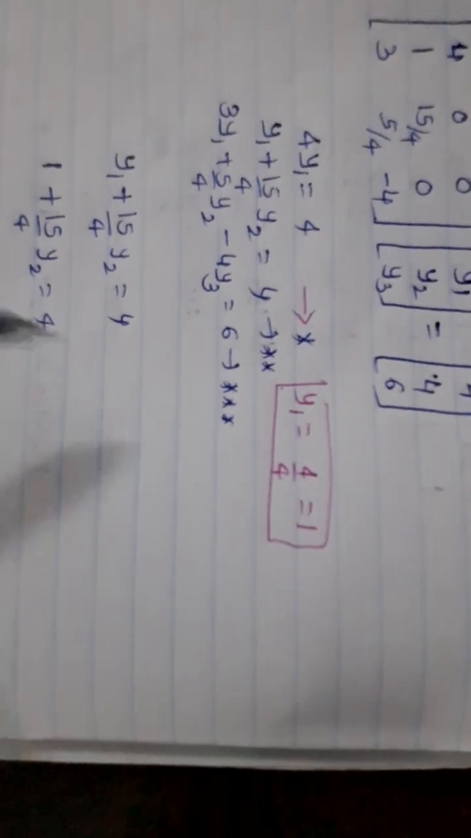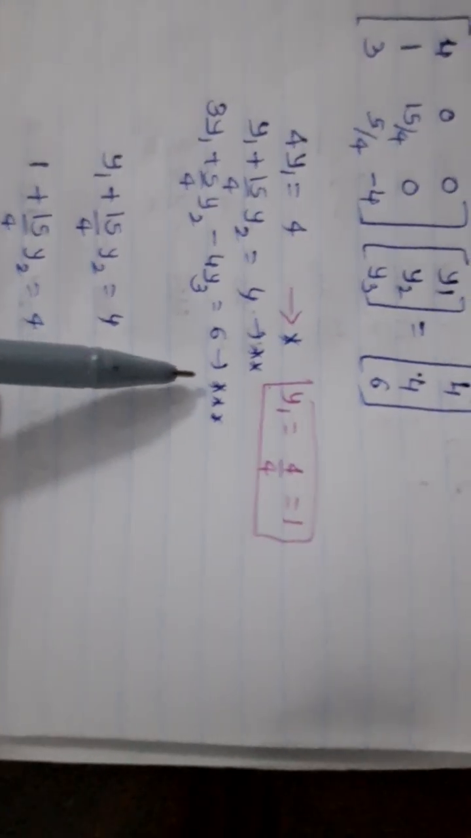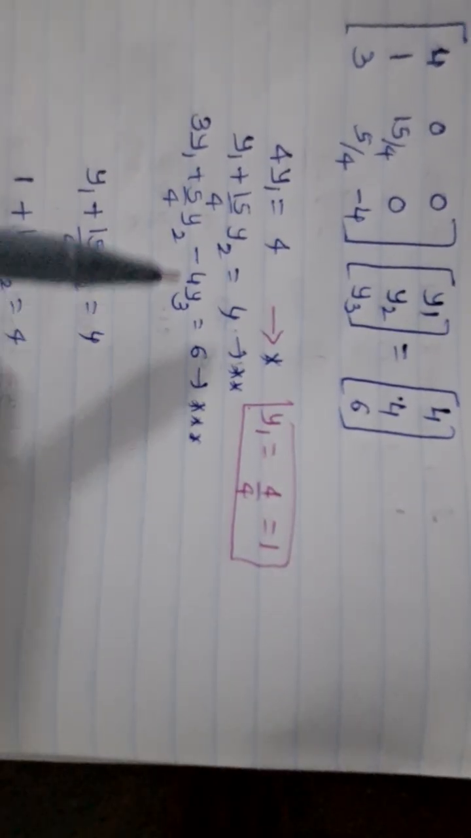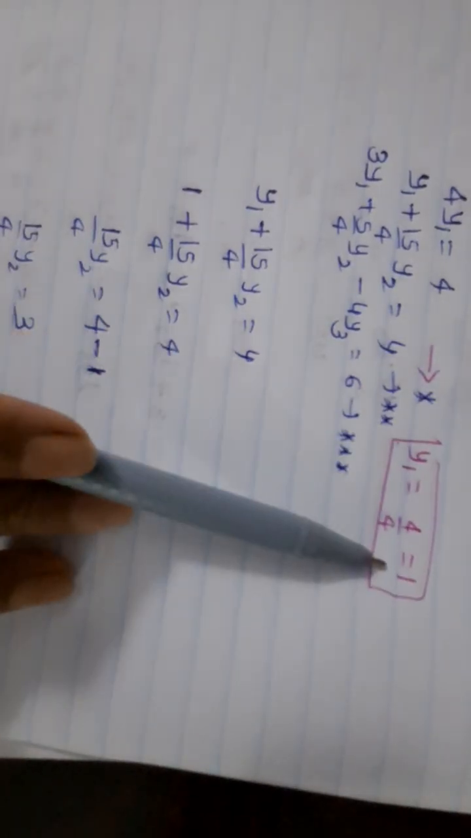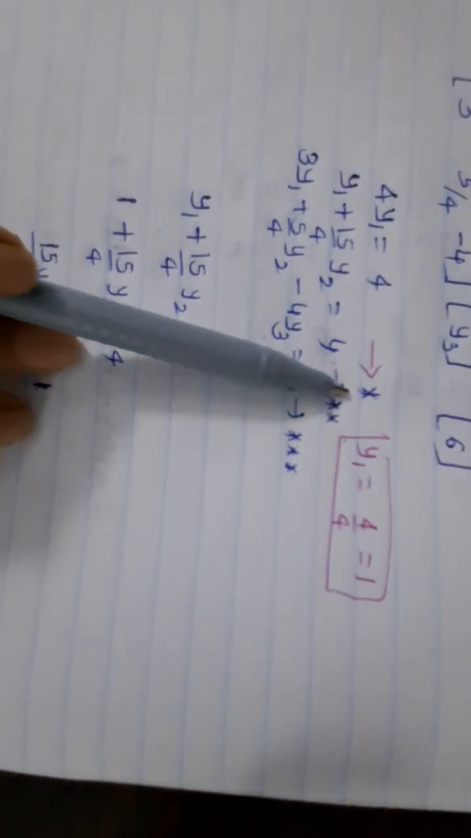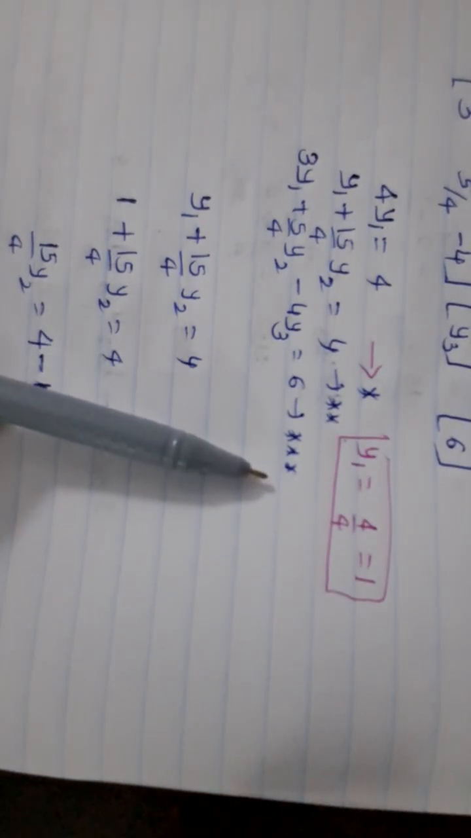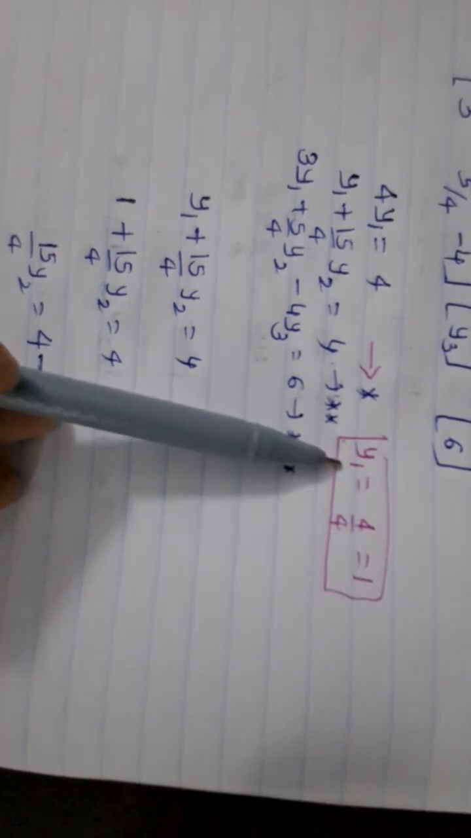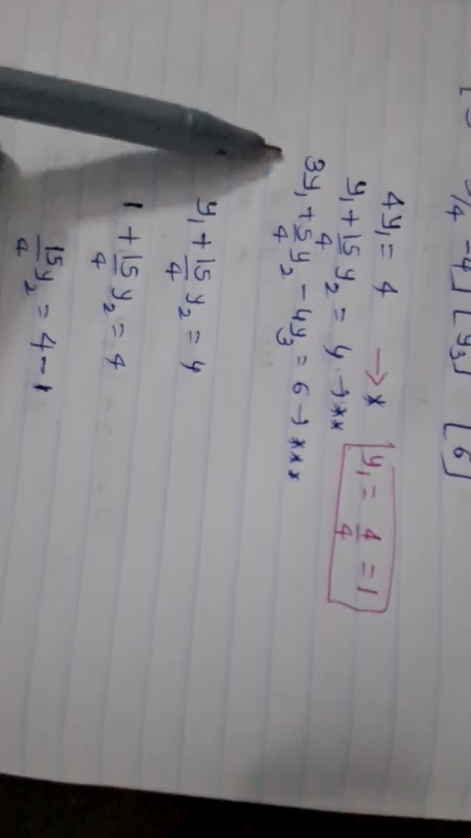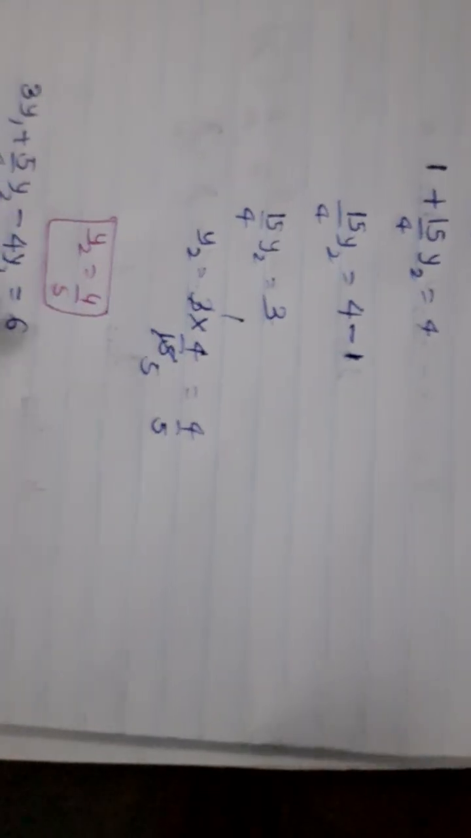You can see now, once we have the value of y1, after writing the system, y1 is 1. So substituting that in the second equation, I'm naming them star, double star and triple star. After that, we substitute the value of y1 in the double star equation. After finding this, in the double star you have got the value of y2 as 4 by 5.